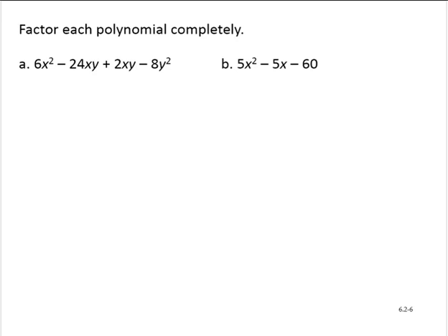Factor each polynomial completely. Alright, so we're going to add on to what we've done so far. Now, some steps that we want to think about when we're factoring completely. Is there a GCF? Second, after we factor out the GCF, are there 4 terms?